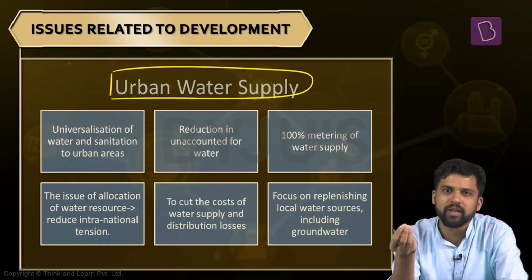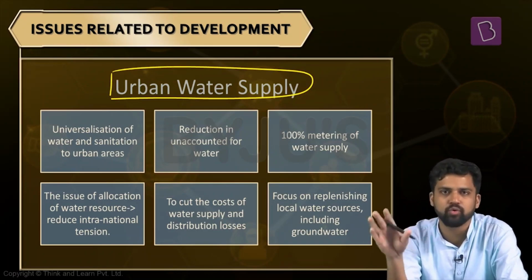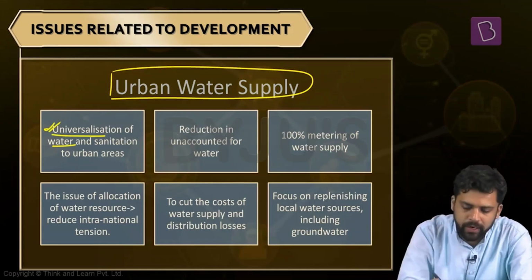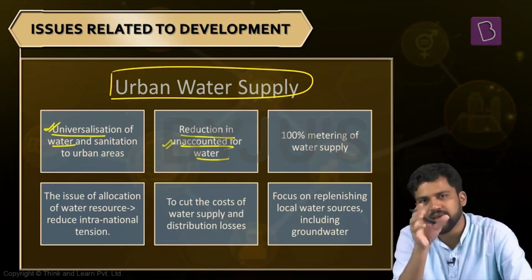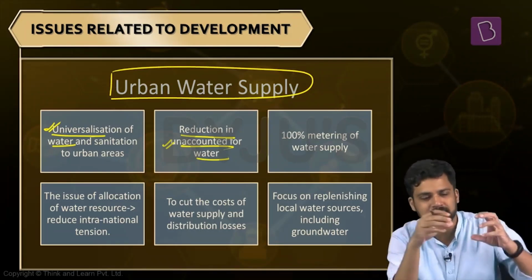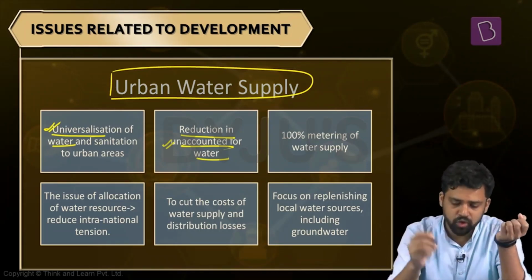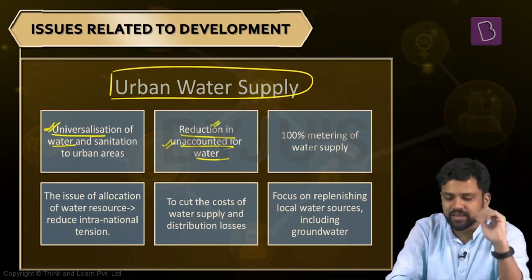Apart from that, there are many smaller areas, smaller towns, which do not even have water supply. They are depending on other ways to get water. So the water issue is a problem. We need to ensure universalization of water supply. Apart from that, we have to reduce unaccounted water. What is unaccounted water? This is that amount of water which has been lost because of different kinds of leakages. So we need to reduce that. We lose around 40 to 50% of our water in leakages.